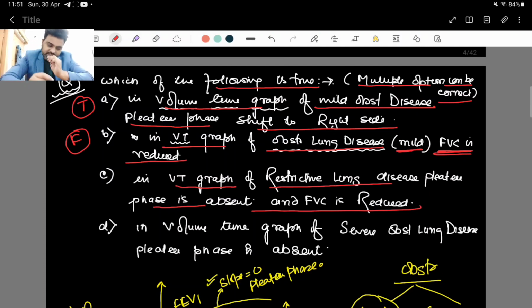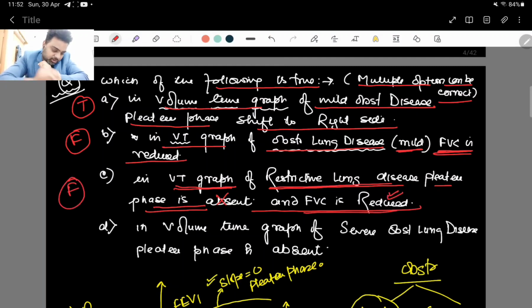So option C says in volume time graph of restrictive lung disease, plateau phase is absent. No, plateau phase is present, because plateau phase is in the expiration part and expiration is normal. And FVC is reduced, yes, this part is true. So totally this statement is false.